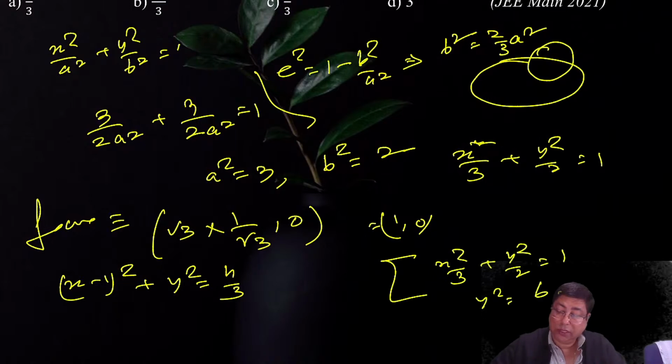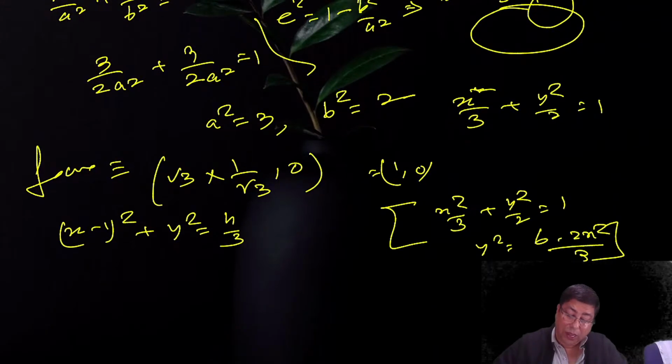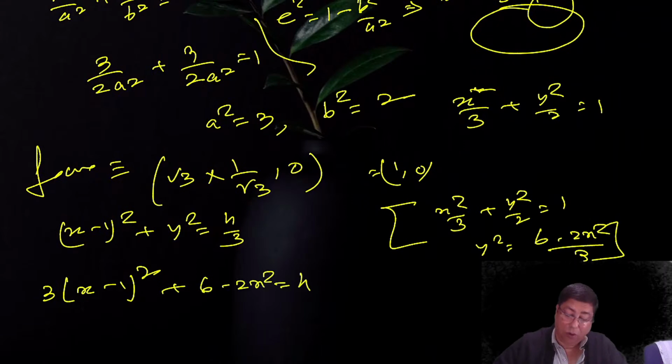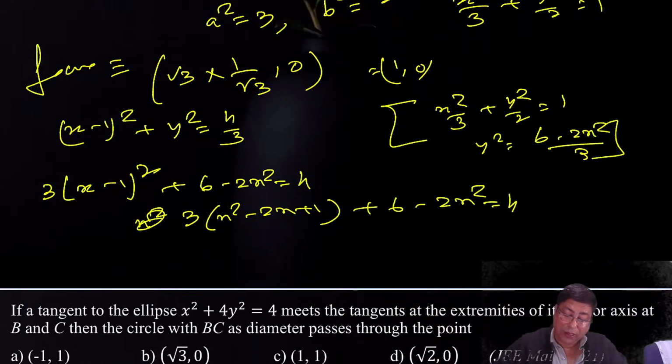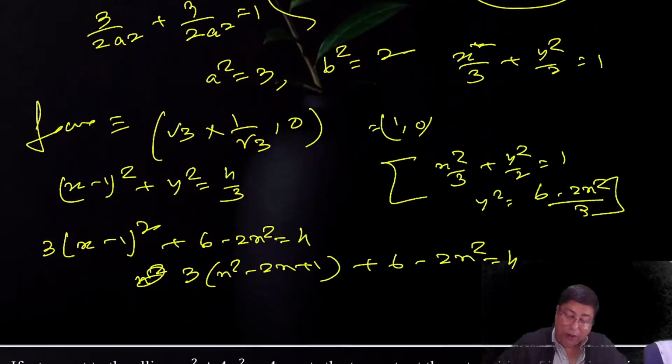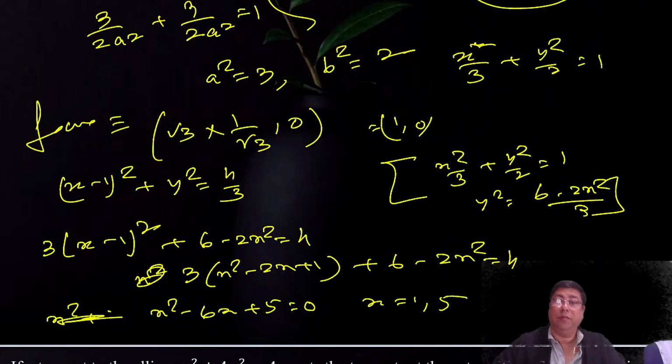So y square equal to 6 minus 2x square by 3. So just let us solve here. Instead of y square, put the value. We are getting 3 into x minus 1 whole square plus 6 minus 2x square equal to 4. So x square, 3 common, x square minus 2x plus 1 plus 6 minus 2x square equal to 4. Therefore we can write this as x square plus x square minus 6x plus 5 equal to 0, x equal to 1 and 5.